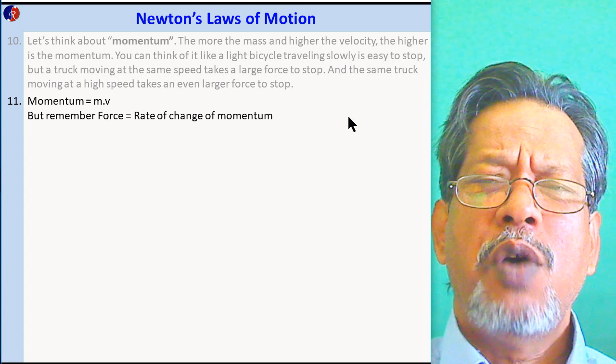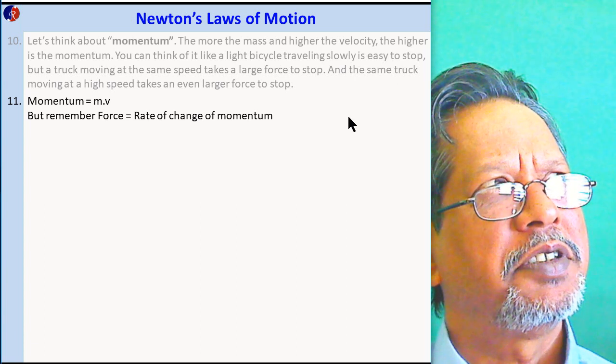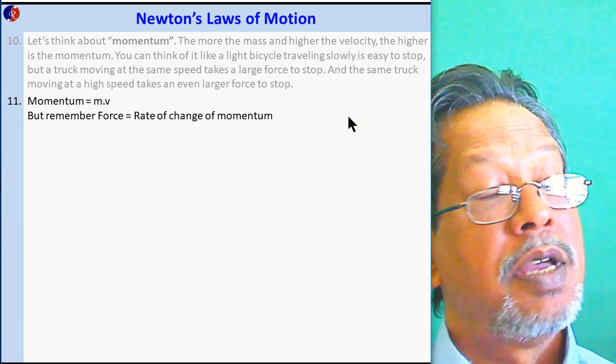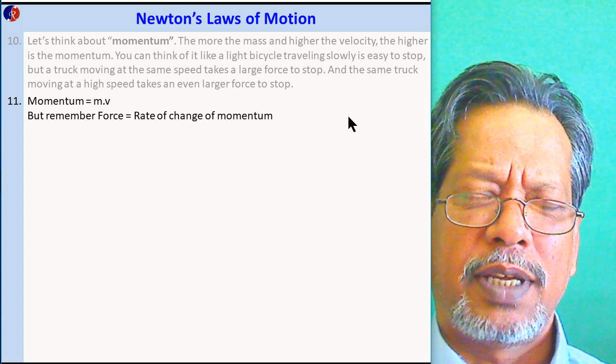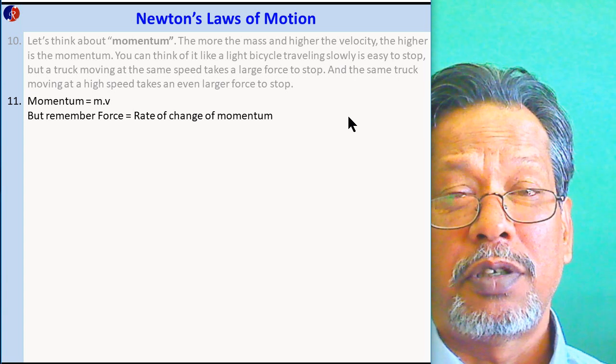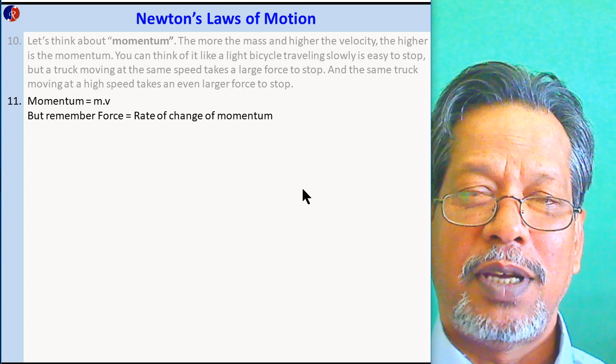Momentum, one should think about. How did Newton come up with this concept? Mass times velocity is an important thing. It's called momentum. I'm not sure if somebody else used that term momentum before him or came up with this concept or not. I'm not sure. But Newton definitely wrote it down in his book, Principia.